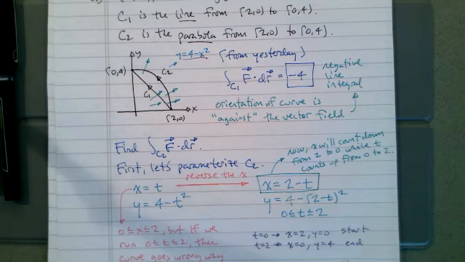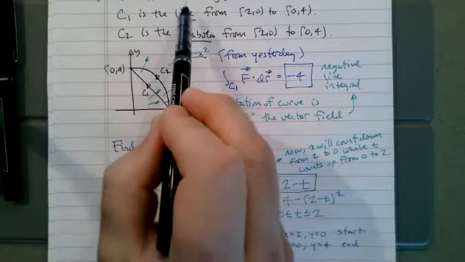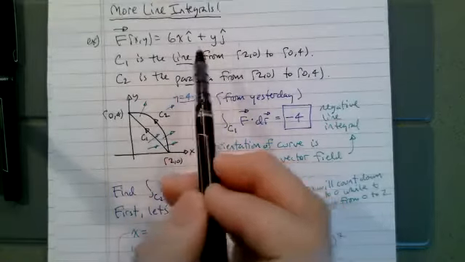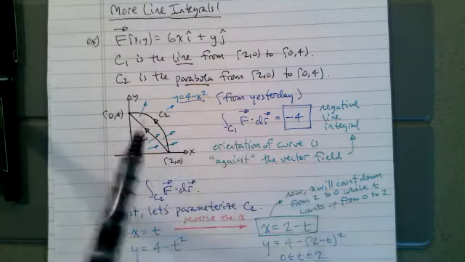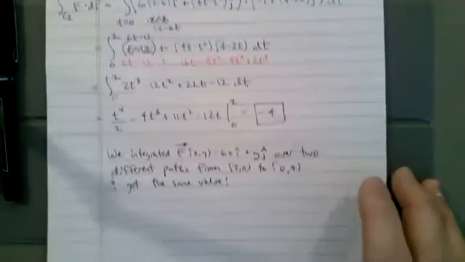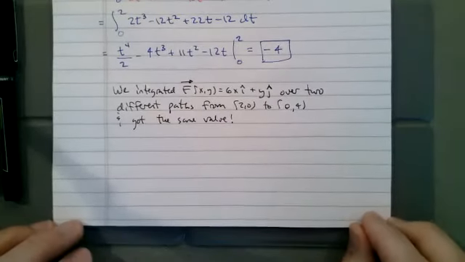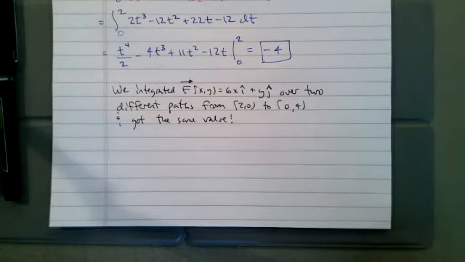Moreover, it doesn't matter which path we take from 2, 0 to 0, 4 for this particular vector field. That's the interesting thing that's going on in this problem. This vector field doesn't care about what path you take because this vector field is a gradient field. The vector field is path independent because the vector field is a gradient field.